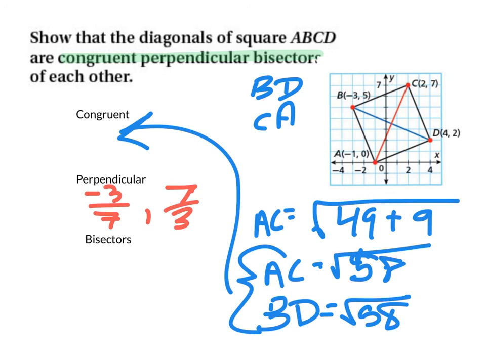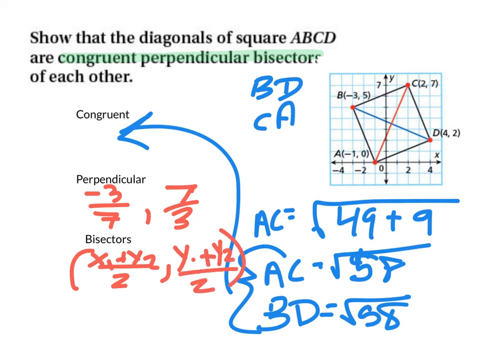We want to see if they have, not if they are, we want to see if they have the same midpoint. Bisect would give us the same midpoint. So remember, when you find midpoint, it's an ordered pair. It's x1 plus x2 all divided by 2. That's finding the average. Then we average out the y's. We add them, and we divide by 2. And we're going to do that twice. We're going to do it for BD, and then we're going to do it for AC, and we're going to see if we get the same midpoint. If we do, then these are bisectors.